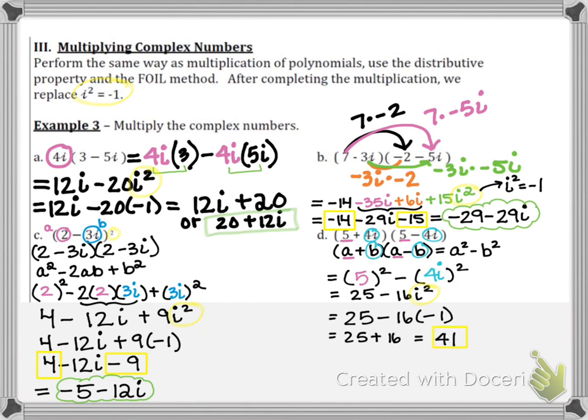And notice now our final answer is just the real number 41, because we can combine the real number 25 plus the real number 16. There is no i in our answer anymore. It's just the real number 41.